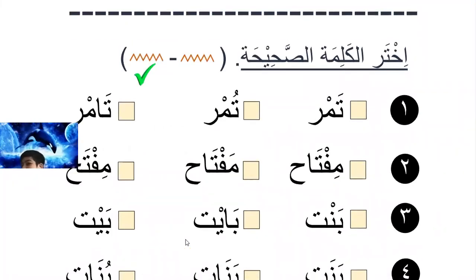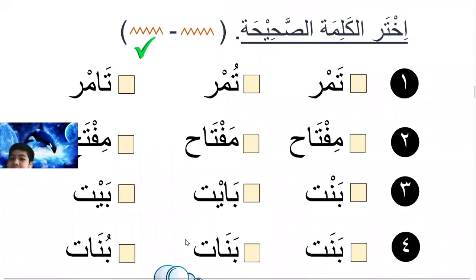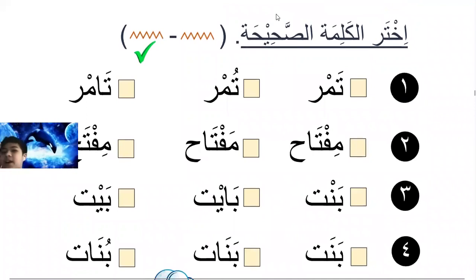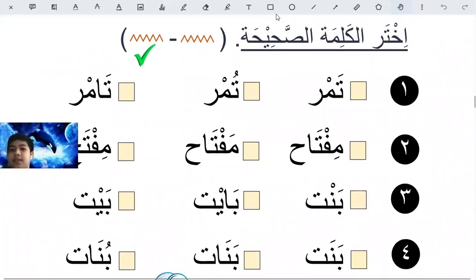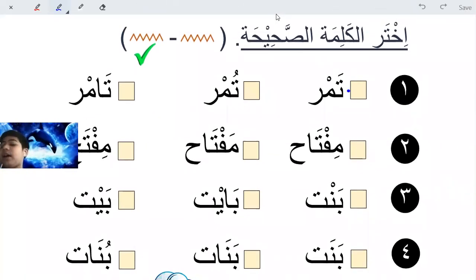Ikhtar al-kalima as-sahiha. Use the correct word. One of them is correct. Which one? Tamar. Tamar, the first one. Good. Meaning? A date. Good. Miftah. The first one again. Yes, first one. Meaning?